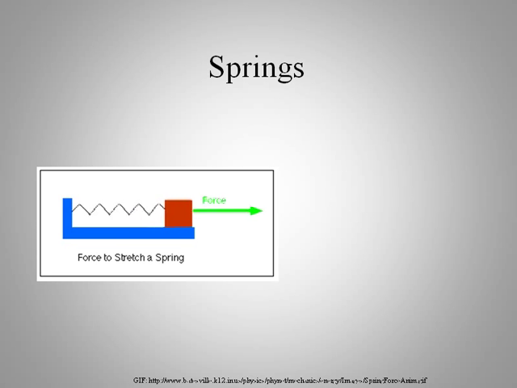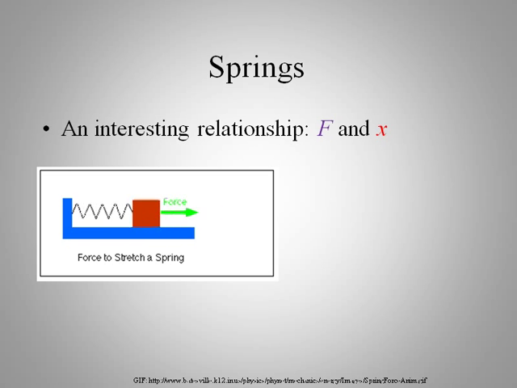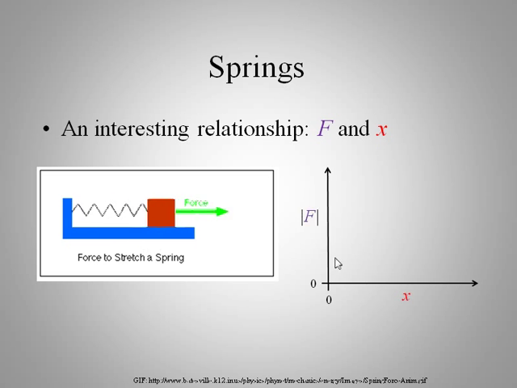So let's look at springs for a moment. Here we apply a force to an object tied to a spring, and if we pull on it, we stretch the spring. Not too surprising. But there's an interesting relationship, an important one, between the force that we pull with and the amount of stretch, displacement of the spring. If we plot the force against the displacement, the absolute value of the force, it would look something like that. So the more force you apply, the greater it stretches.